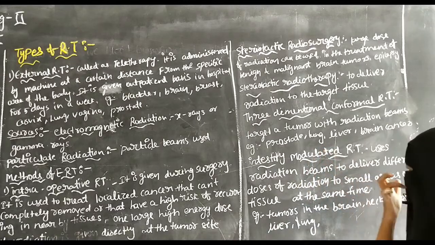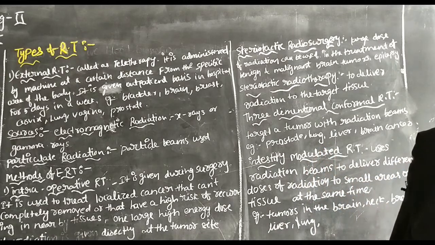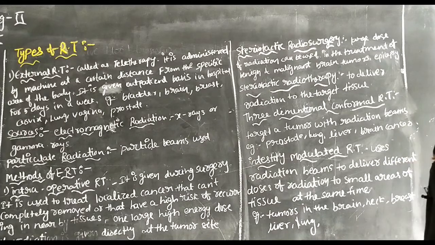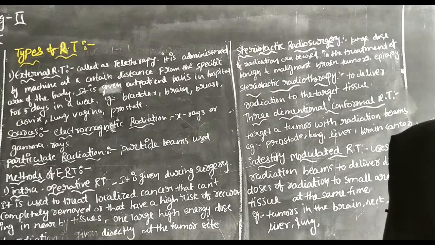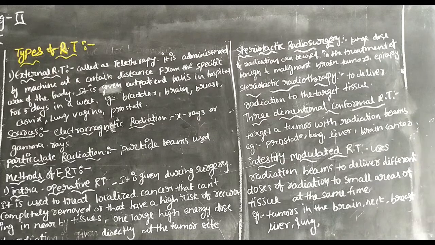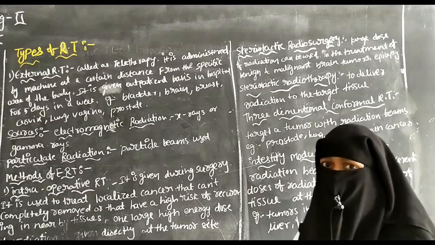Next one is three-dimensional conformal radiation therapy. It targets a tumor with radiation beams. And next one is intensity modulated radiation therapy. It uses radiation beams to deliver different doses of radiation to small areas of tissue at the same time.